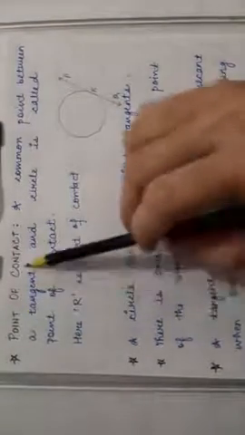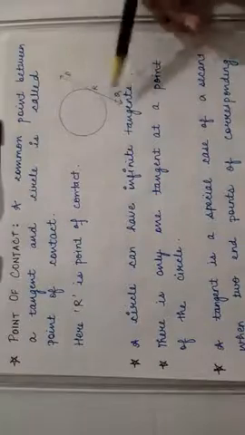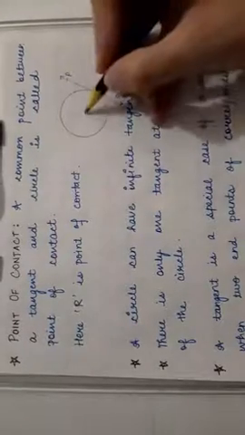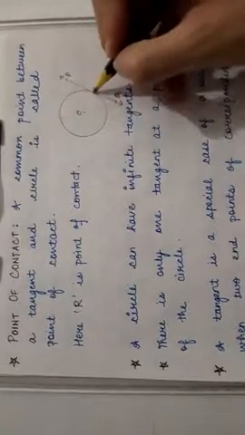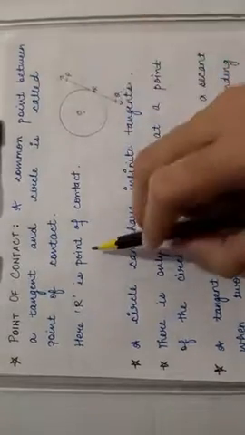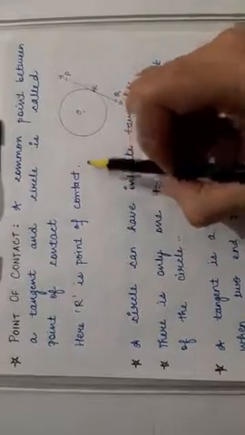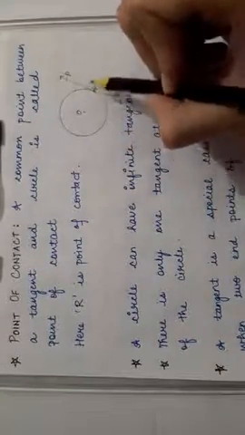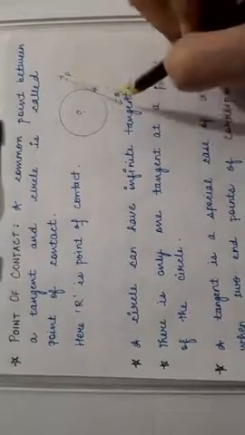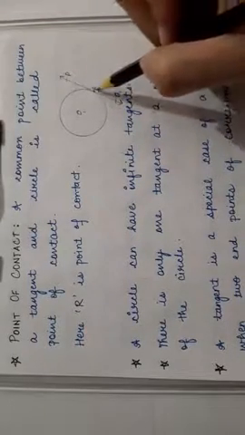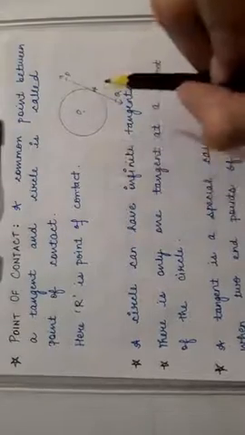Some more terms we are going to study now. The first one is point of contact. Now just see through this figure, we have a circle and a tangent PQ. Now this tangent PQ touches the circle at a unique point, that is R, and this point R is known as point of contact. That means a point which is common to a circle and a tangent, that is where the tangent touches the circle, that point is called point of contact.